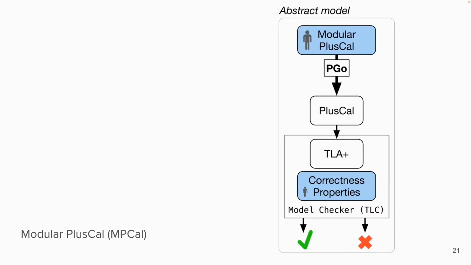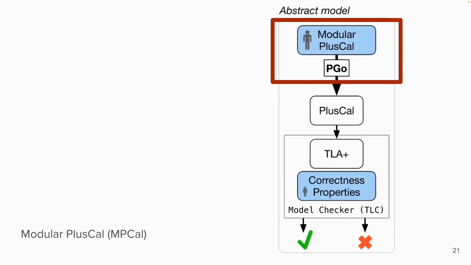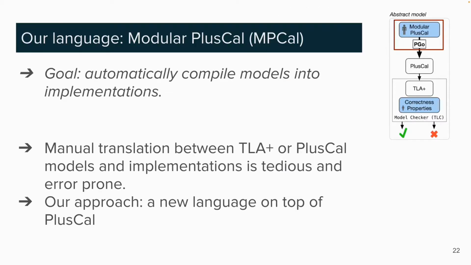Now we have seen the background, so let's see our new language, MPCal. Today, people write TLA Plus and PlusCal models and then manually translate them into implementations. This process is both tedious and error-prone. So our goal with PGo is making this process automatic. And we are going to do that by building a new language on top of PlusCal, which we call MPCal.